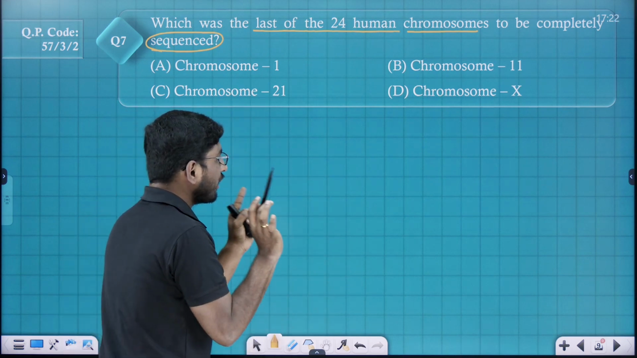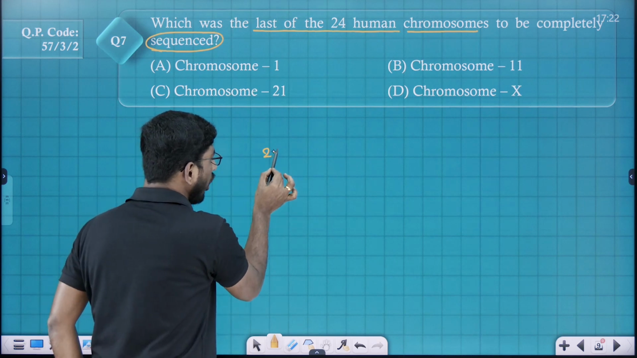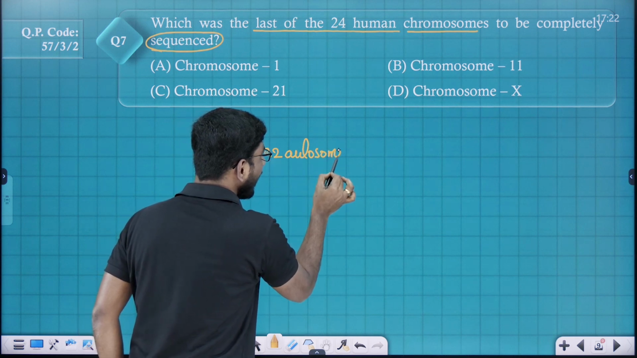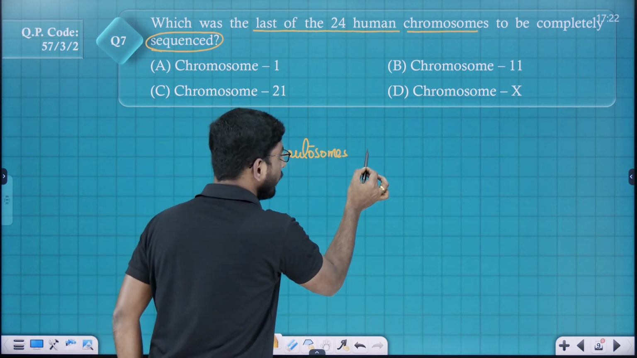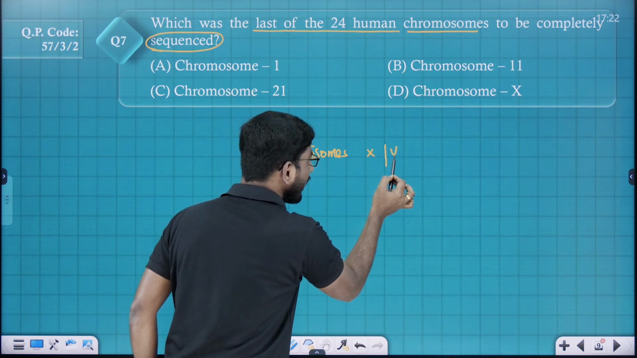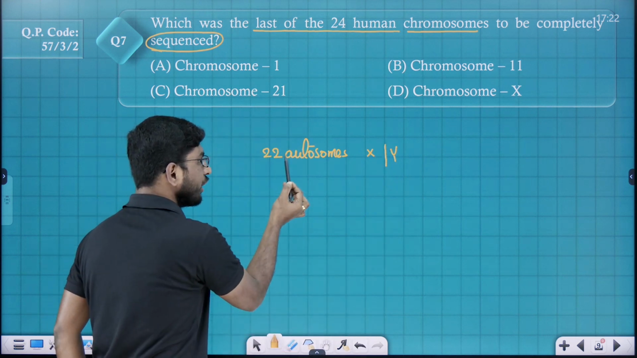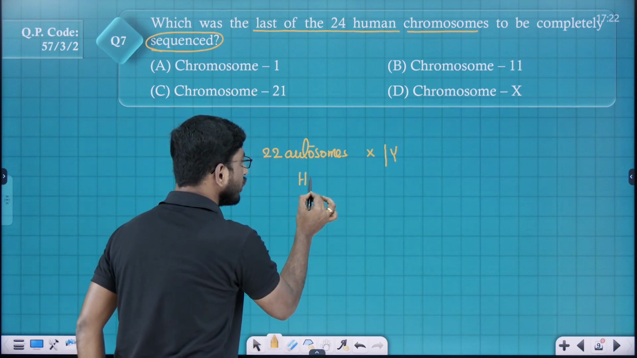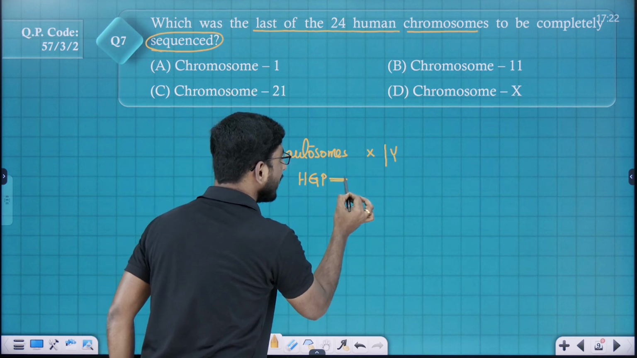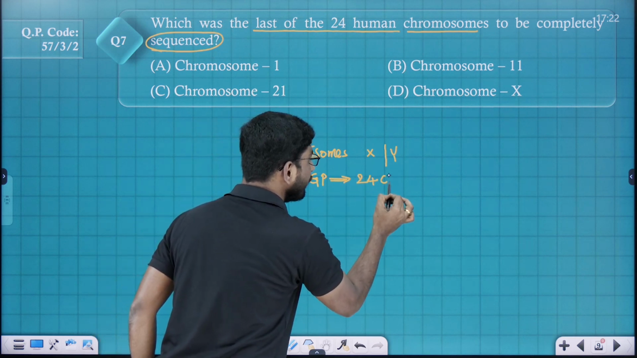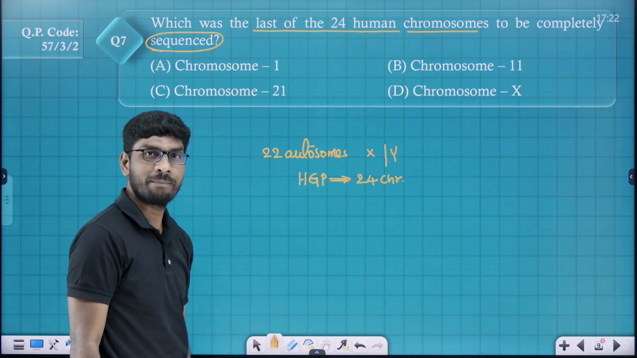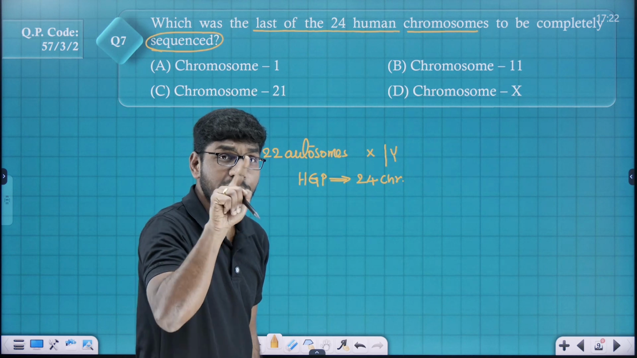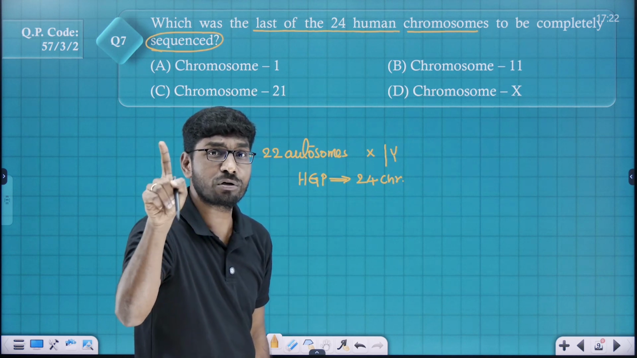In the last class, in the theory class, we discussed this one. 22 autosomes, right? And 2 sex chromosomes, X chromosome and Y chromosome. So 22 plus 2 makes 24. So in the Human Genome Project, in total how many chromosomes did they sequence? 24 chromosomes they sequenced. What kind of methodology did they use? Sanger's method. HGP, Human Genome Project, 24 total chromosomes.